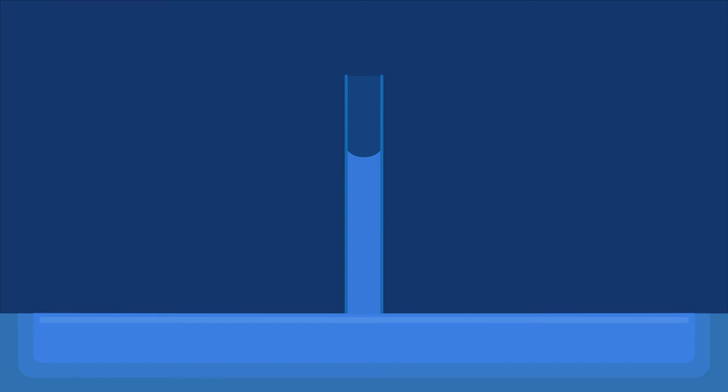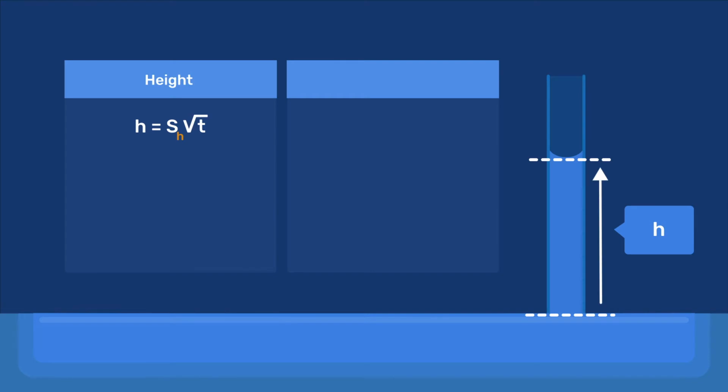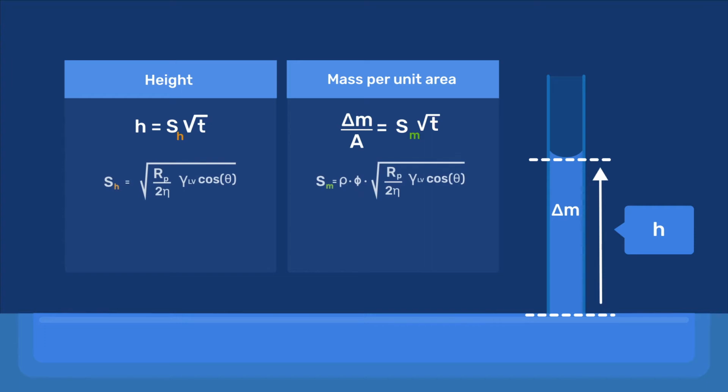We explained that capillary rise may be considered either in terms of height, h, reached at a given point in time, t, or the mass gained, delta m, per unit area, a, at the same time. Both quantities increase with the square root of time, with a proportionality constant defined as sorptivity that characterizes the material through its pore radius rp, the fluid through its viscosity eta and surface tension gamma LV, and the interaction between the solid and the liquid through their contact angle theta.